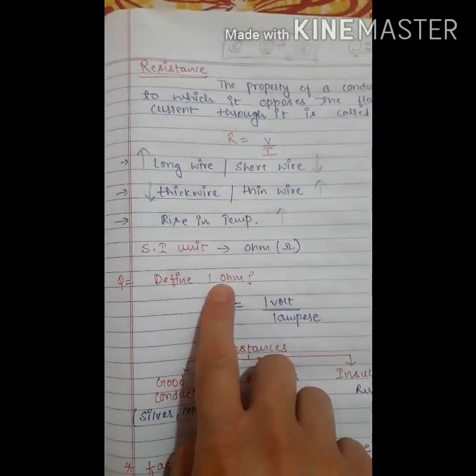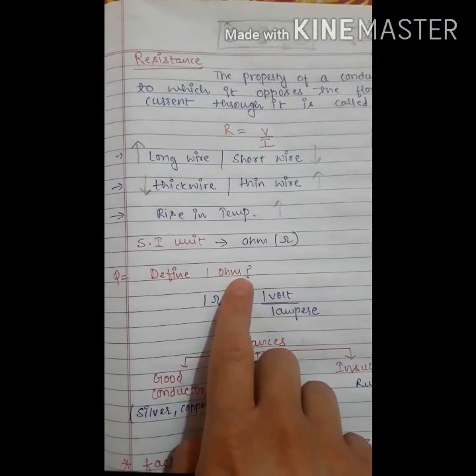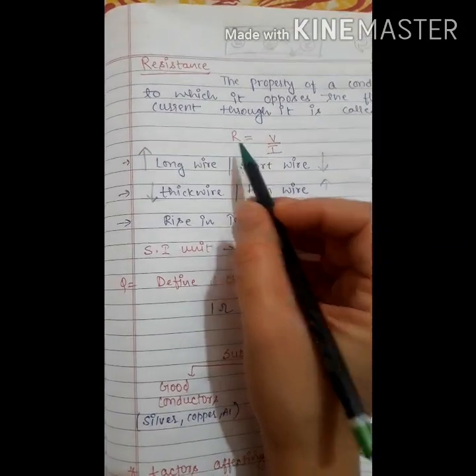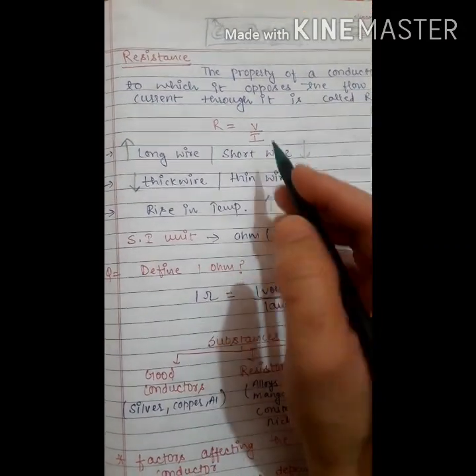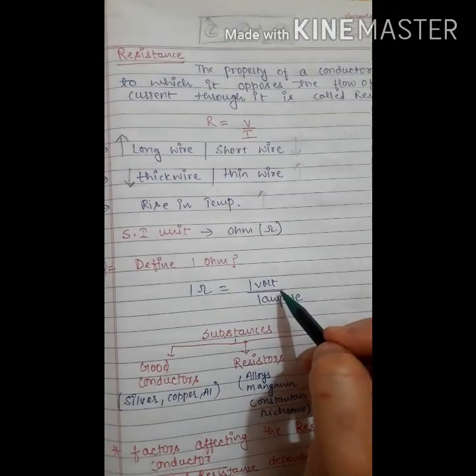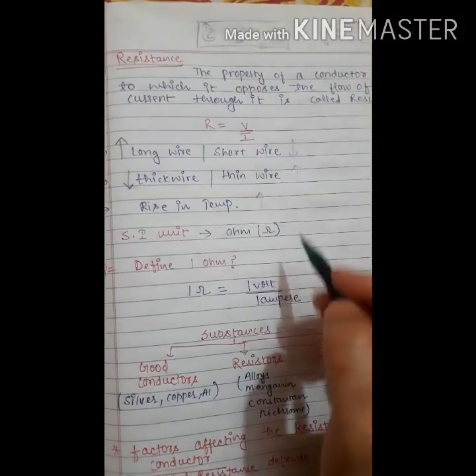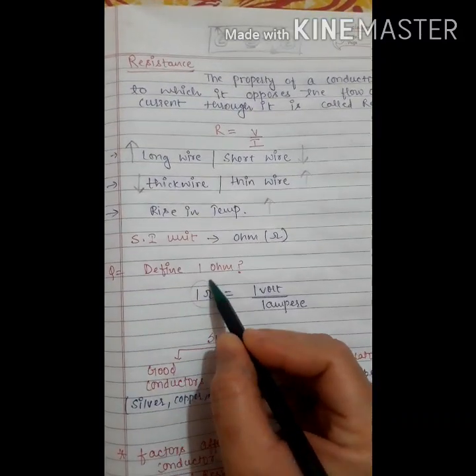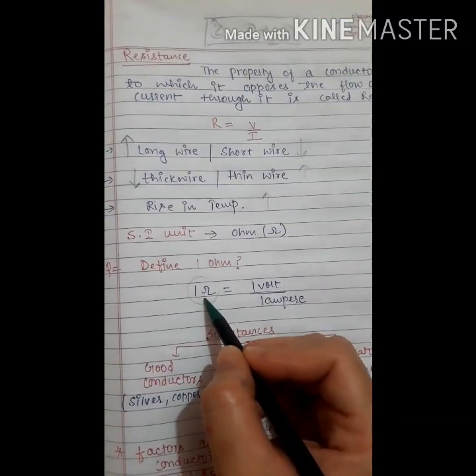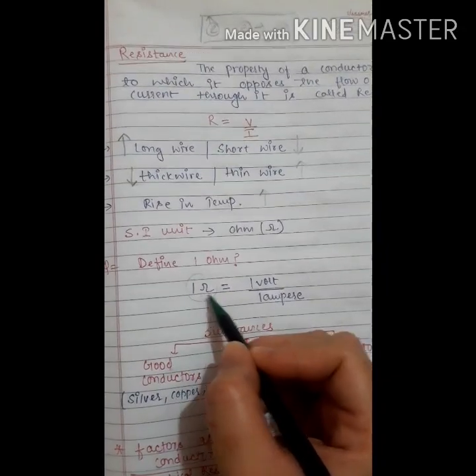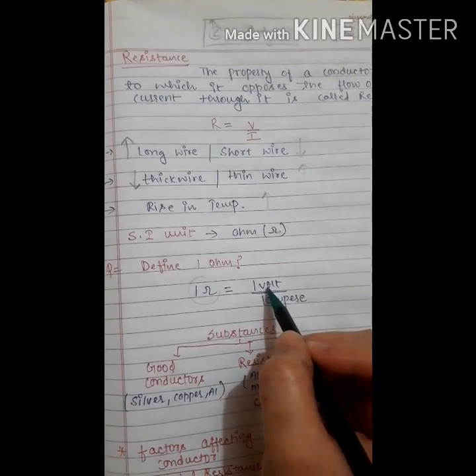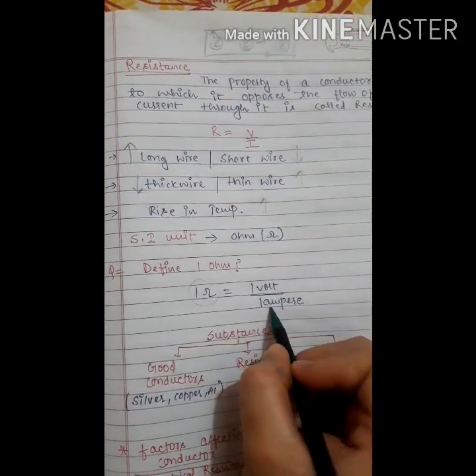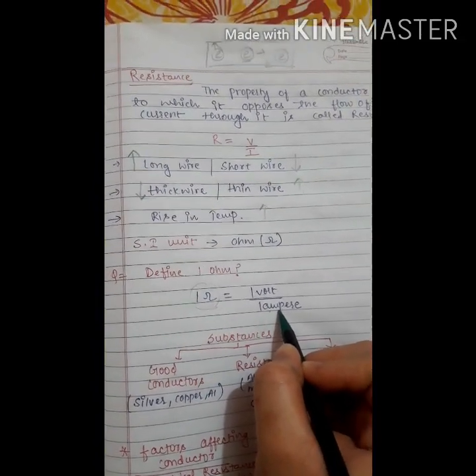Now, the question arises, define 1 ohm. We can easily define the ohm. Resistance is measured in ohm, potential difference is measured in volt, and current is measured in ampere. So we can easily define 1 ohm. The value of resistance is said to be 1 ohm when a potential difference of 1 volt is applied across a conductor and a current of 1 ampere flows through it.